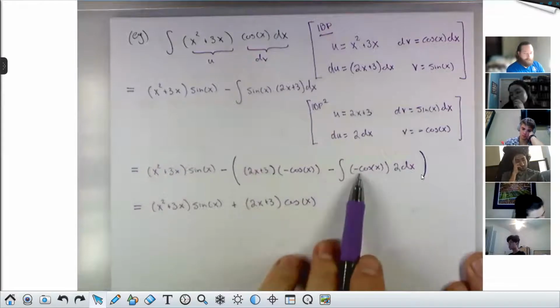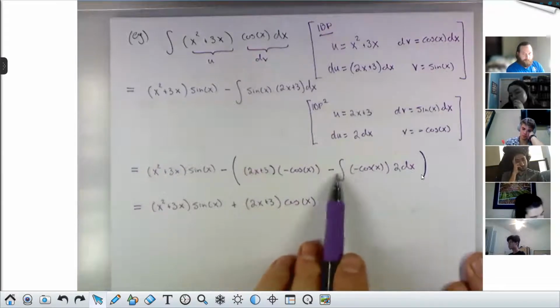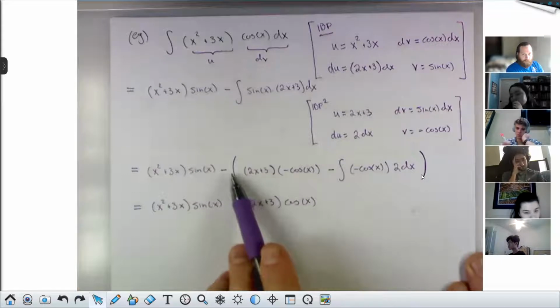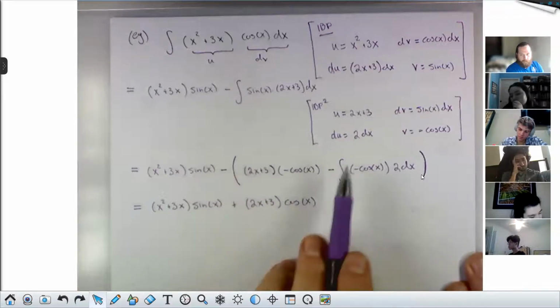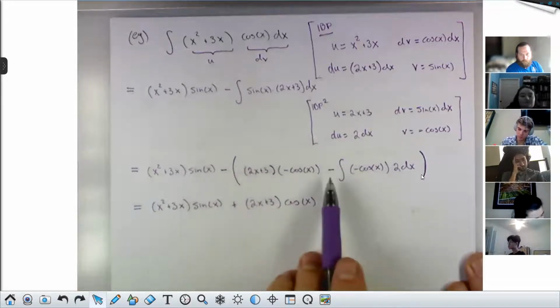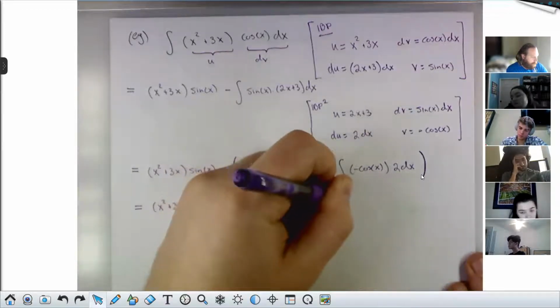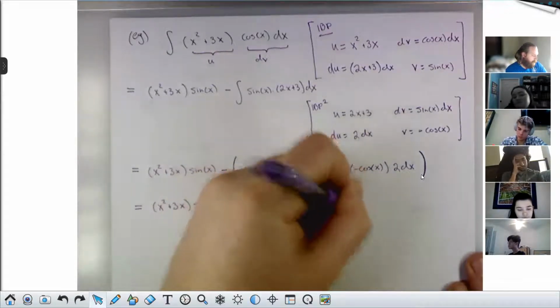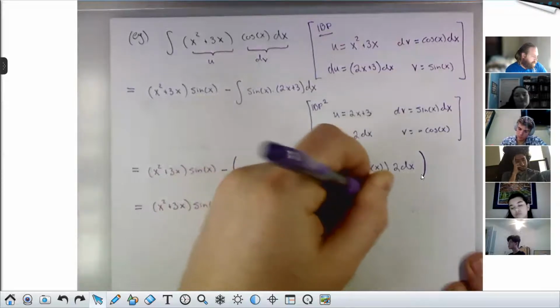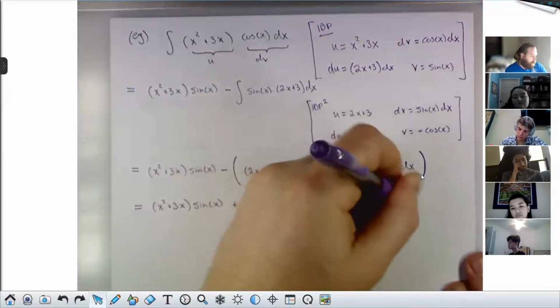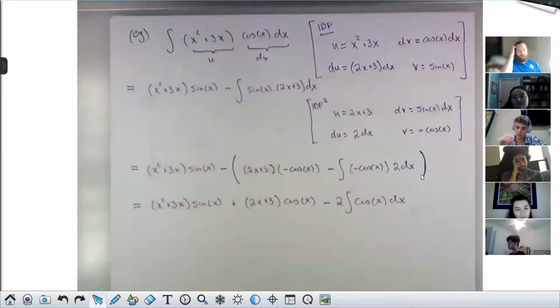This minus and this minus would make these positive. And then when I distribute this minus from the front here, you'll have 1, 2, 3 negatives altogether. We'll make that minus, and then I'll pop out the 2 times the integral of cosine x dx, like this.